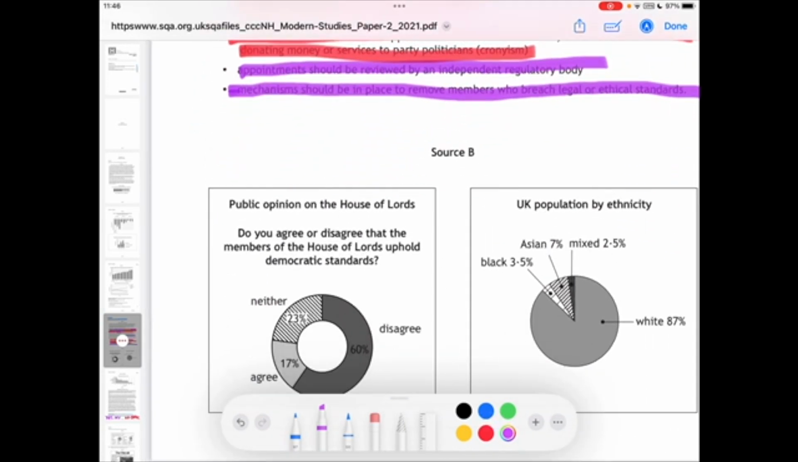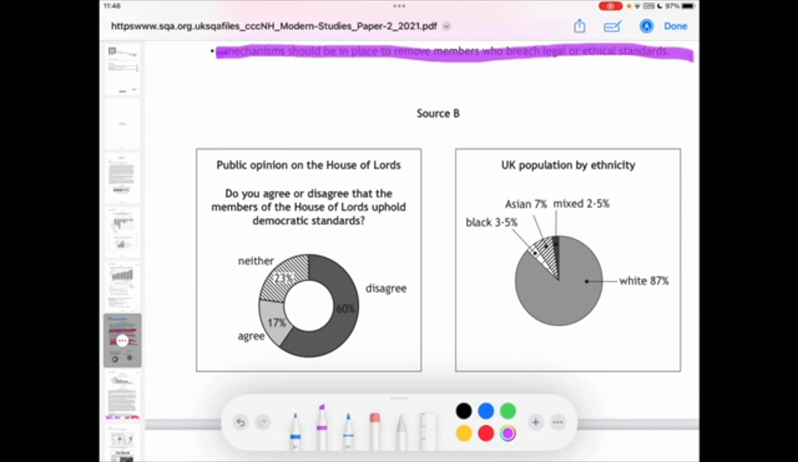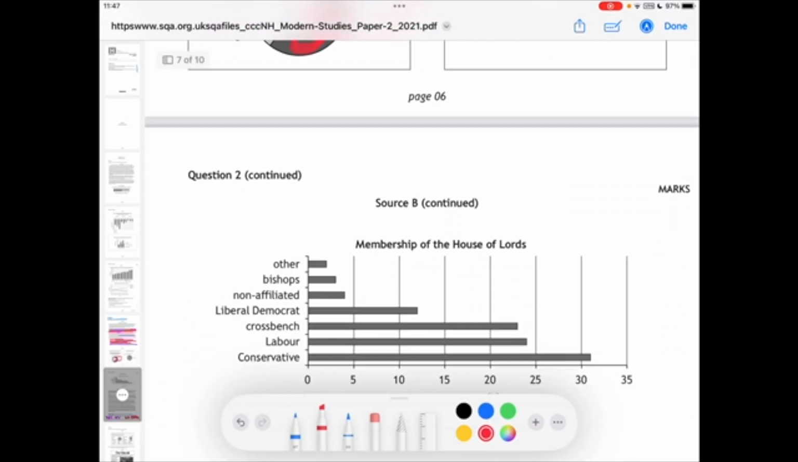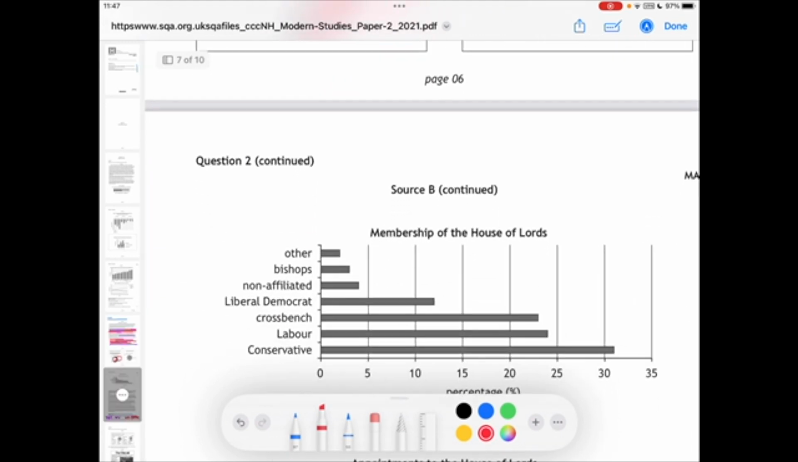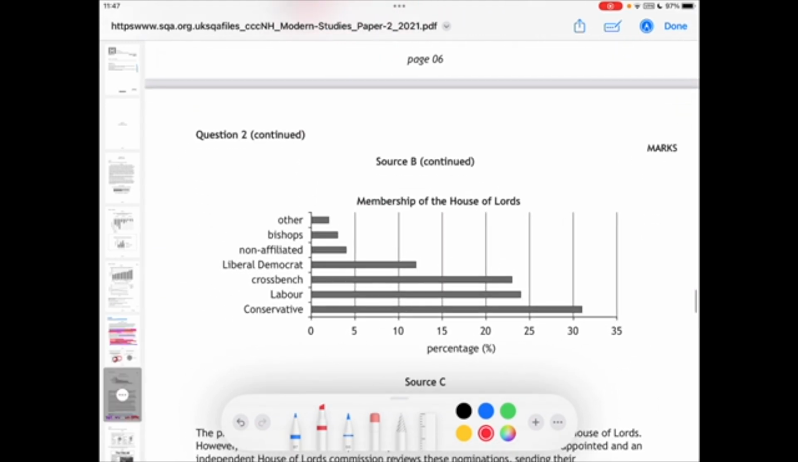Let's look now into paragraph 2. The public opinion. Well, we can see here right now, 60% of the public think the House of Lords is undemocratic, right? So that's a majority. We can also see in this part of source B that the membership of the House of Lords is mostly Conservative, right? So it is not a very mixed, okay? Actually, over half of the Lords, so 30% Conservative and nearly 25% Labour, over half of the Lords are in those two parties alone.